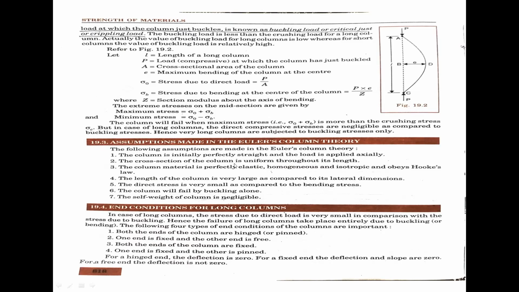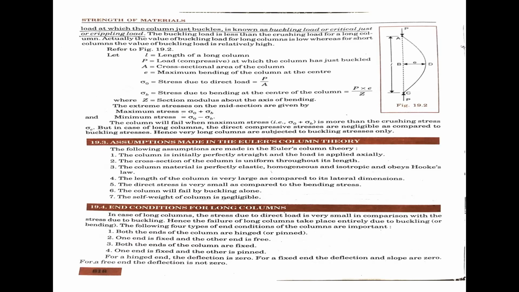Another assumption: you have to maintain the cross section. That means the dimensions have to be maintained uniformly. The column material is perfectly elastic, homogeneous, and isotropic, and obeys Hooke's law. Hooke's law means stress is directly proportional to strain. That law will be obeyed, and homogeneous means uniform throughout. Perfectly elastic condition: Euler's column theory obeys this third point.